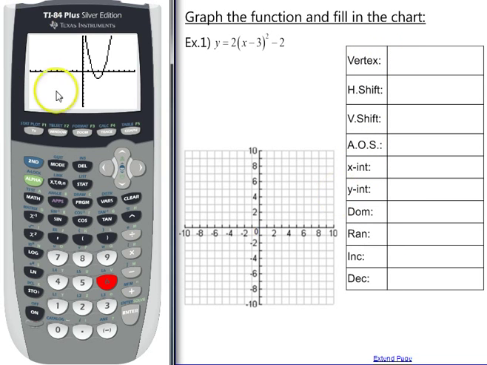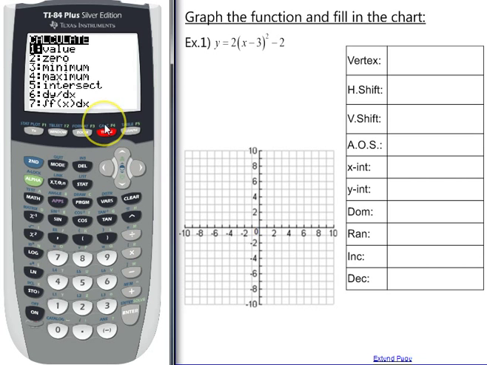So in finding the vertex, remember, we said in class that the vertex was always going to be either the minimum value or the maximum. So in our case, when our parabola is opening upwards, the vertex is the lowest point on the graph. So that's our minimum value. So we're going to be working out of the calculate option. So hit second, trace to get to calculate, and we want to find the minimum value.